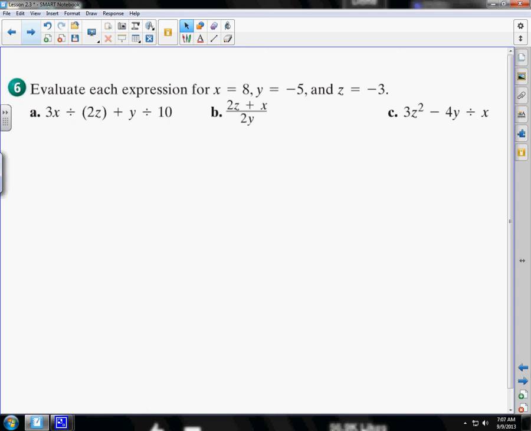Evaluate each expression for x equals 8, y is negative 5, and z is negative 3. So these are pretty challenging. So try these problems and then we'll go over them.